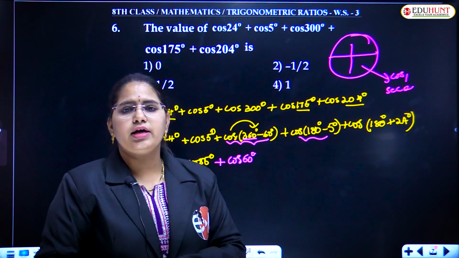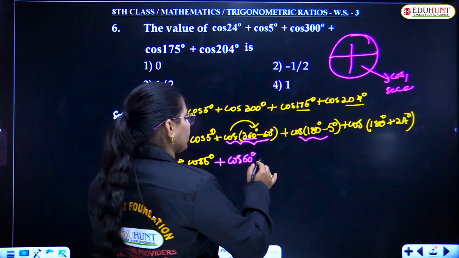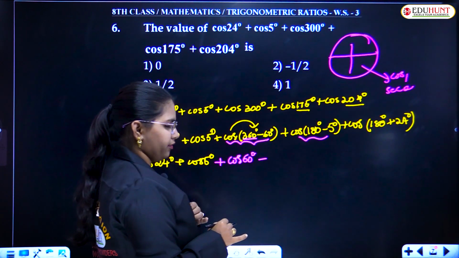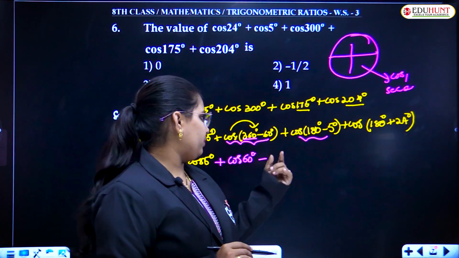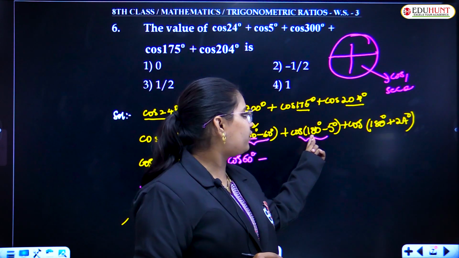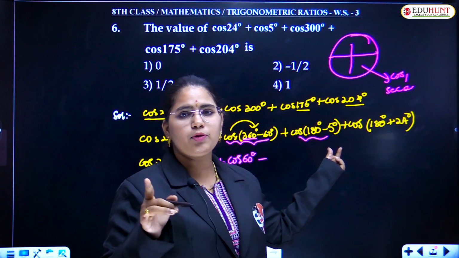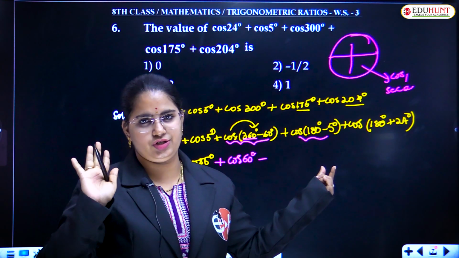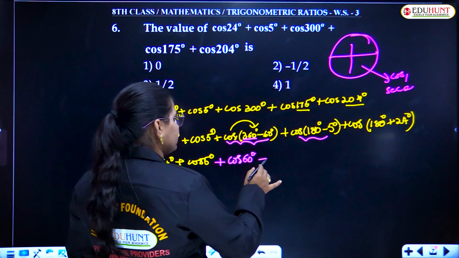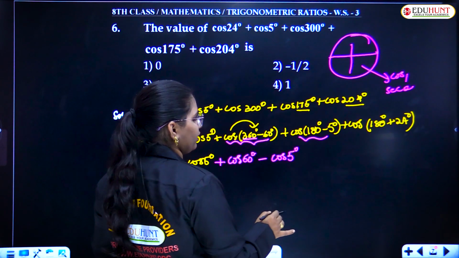Second quadrant. In the second quadrant, cos will become negative, right? So cos is becoming negative, and it is an even multiple of 90. 180 is an even multiple of 90, so the function will not change. So cos will remain as it is. So it will become minus cos 5 degree.